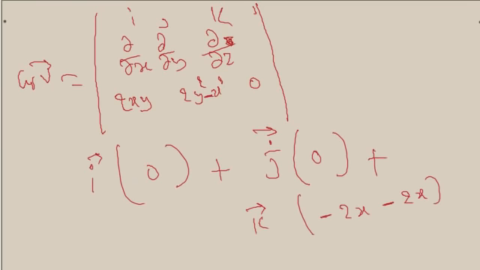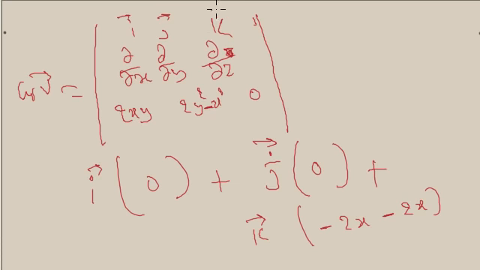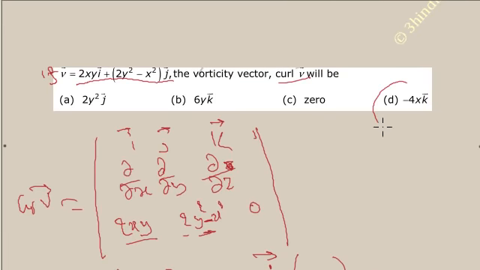if you find the curl of v, this is vector i, j, k. For i, differentiation of 0 is 0, and differentiation of y and x with respect to z is 0, so this is 0. For j, differentiation of x with respect to z is 0, and differentiation with respect to x of 0 is 0, so this is also 0. And for k, differentiation of this with respect to x is minus 2x, and differentiation of this with respect to y is 2x, so minus 4x times k, along the unit vector k. So this is the answer.